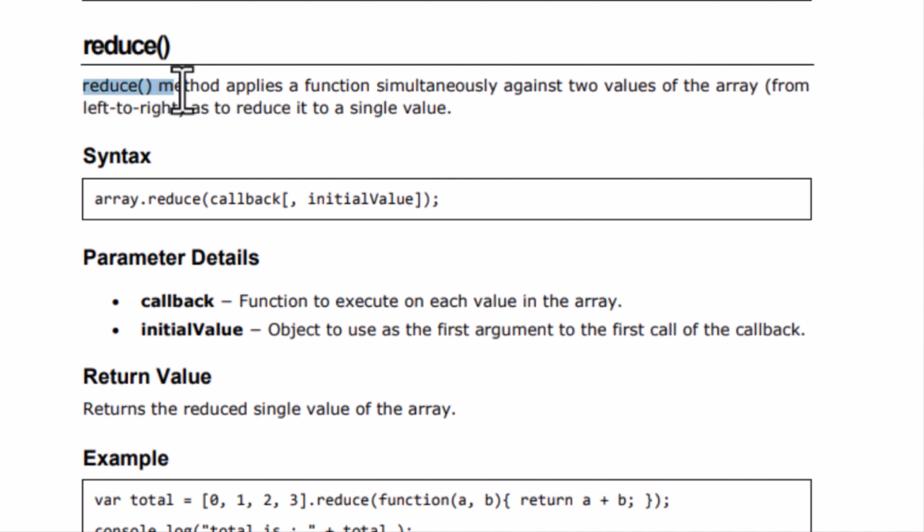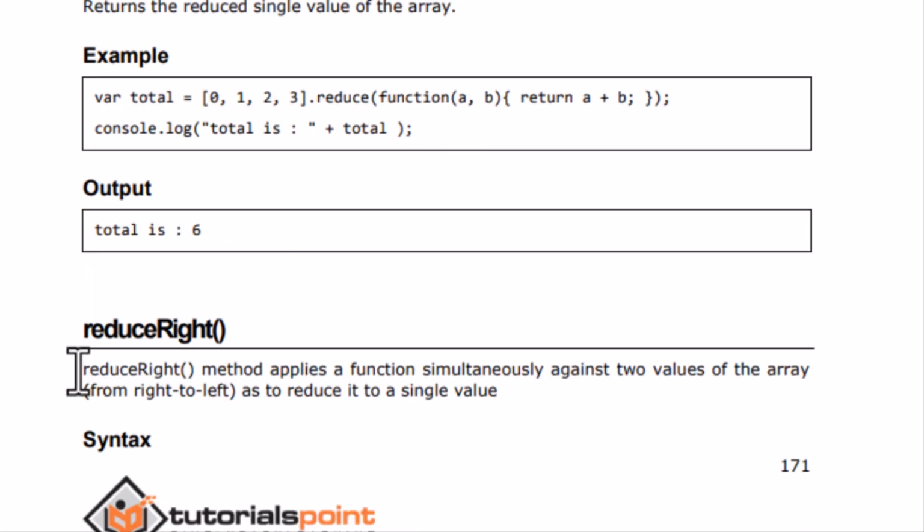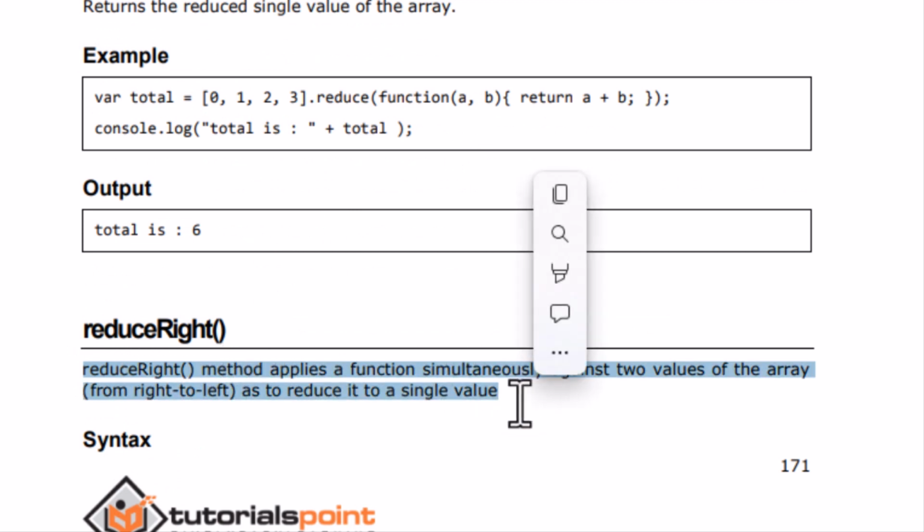In addition, in the book ES6 Tutorials Point, they say reduce method applies a function simultaneously against two values of the array from left to right, as to reduce it to a single value. And reduceRight method applies a function simultaneously against two values of the array from right to left, as to reduce it to a single value.